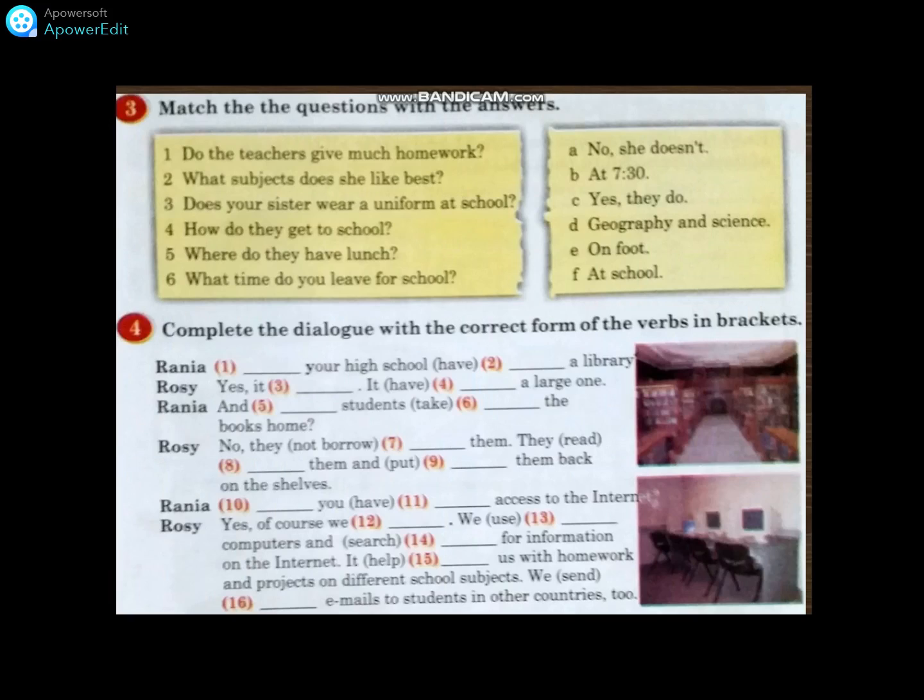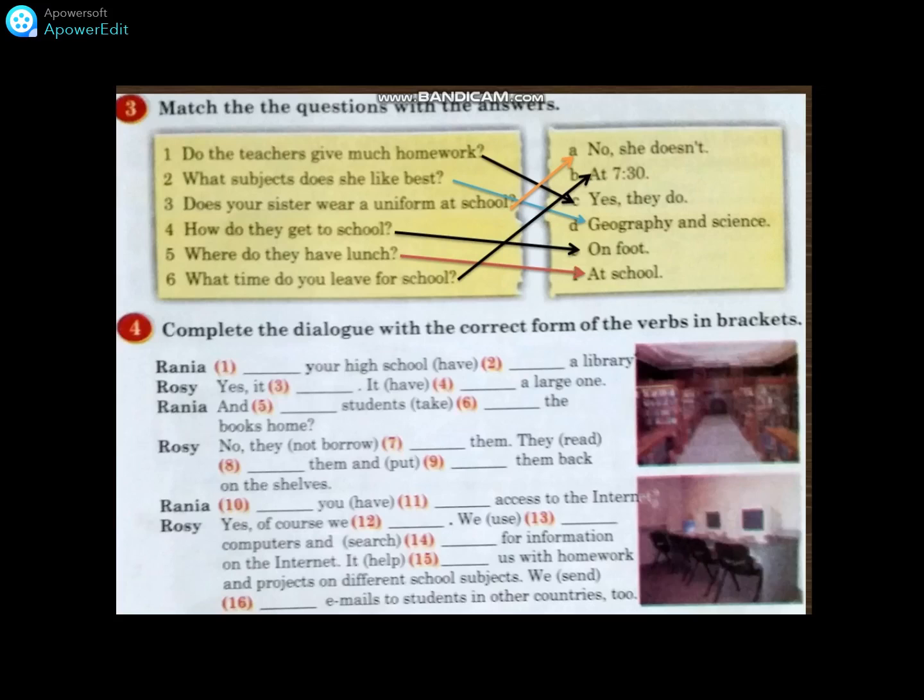Alright, now let's correct please. Do the teachers give much homework? Yes, they do. What subject does she like best? Geography and science. Does your sister wear a uniform at school? No, she doesn't. How do they get to school? On foot. Great. Where do they have lunch? At school. Excellent job. What time do you leave for school? At 7:30. Very good.